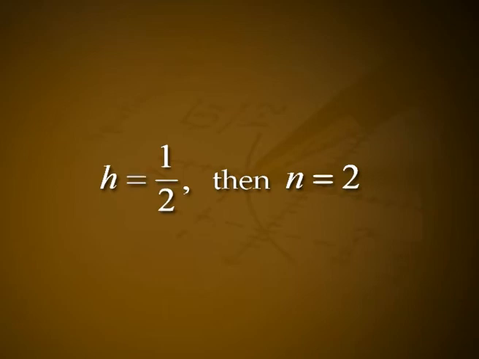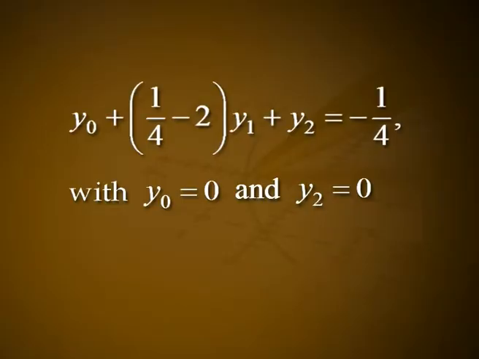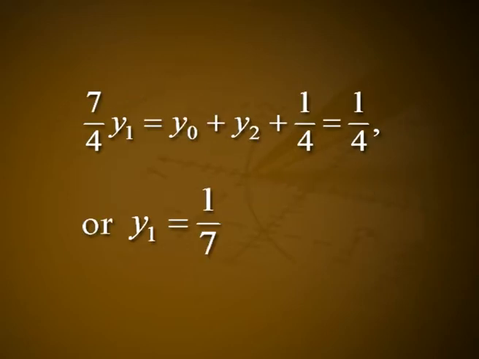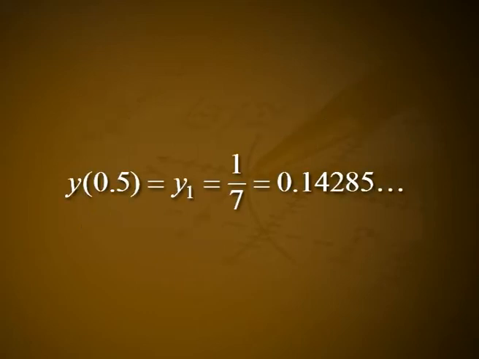If we set h equal to 1/2, then n equal to 2, then the corresponding system of 3 equations in 3 unknowns is y0 plus (1/4 minus 2) into y1 plus y2 equal to minus 1/4, with y0 equal to 0 and y2 equal to 0. Hence, 7/4 y1 equal to y0 plus y2 plus 1/4, that is equal to 1/4, or y1 equal to 1/7. Hence, y at 0.5 equal to y1, that is equal to 1/7, that is 0.14285.